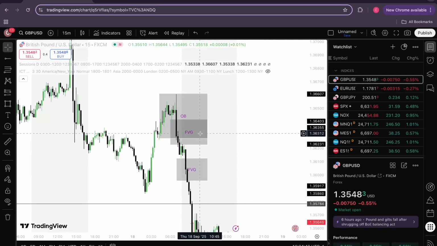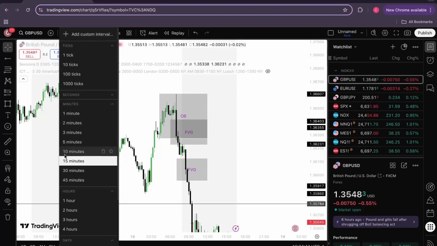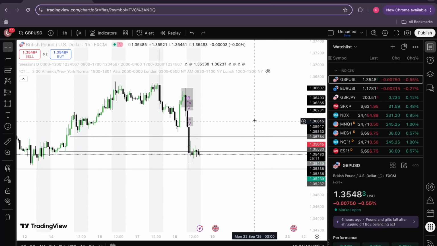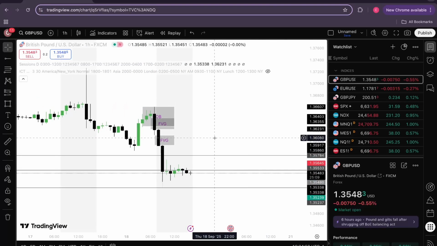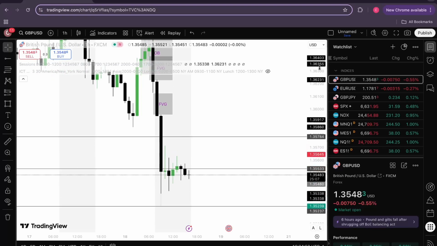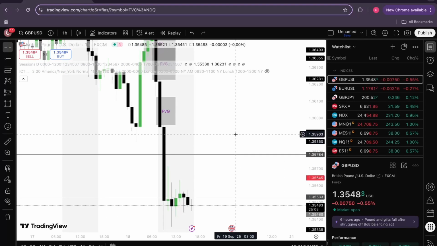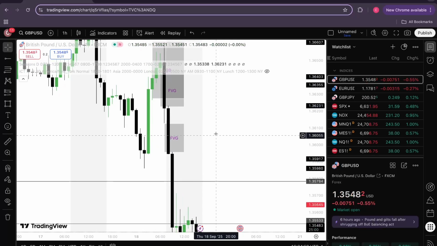I guess these drawings I can just get rid of. These are hourly fair value gaps, by the way, that I'm marking out, which I feel like is probably my mistake. Why am I marking out hourly fair value gaps if I'm trading on the 1 minute and the 5 minute, and I'm using my 15 minute as my quote unquote high time frame? Anyways, that's just a little tangent there.